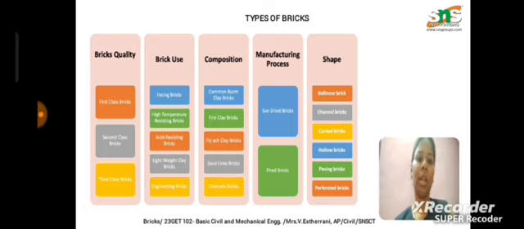Next one is acid resisting bricks. These are also used in the chemical industries or dyeing industries. Next one is lightweight clay bricks. These type of bricks are used in small residential buildings. Next one is engineering bricks. This type of engineering brick has the correct dimension, correct shape and correct materials are used for the manufacturing of the brick.